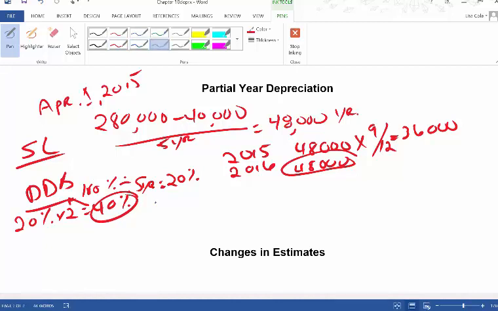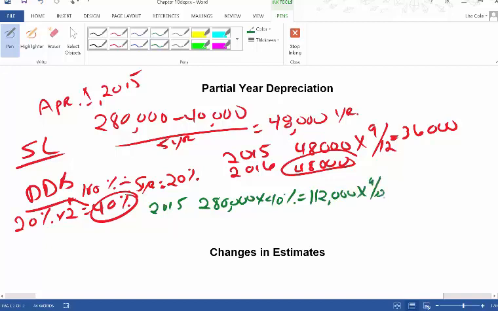Then in 2015, remember we start with our beginning balance, and this was $280,000 on this asset, and we would multiply it times 40%. That's my double declining balance rate. So I would get a depreciation of $112,000. But remember, I only had it for 9 months. And so I would have to take that 112 times 9 months, 9/12. And so my depreciation expense for the first year would be $84,000.